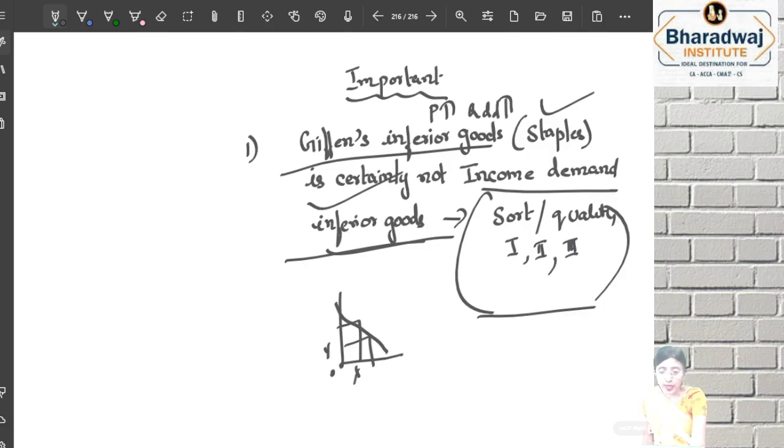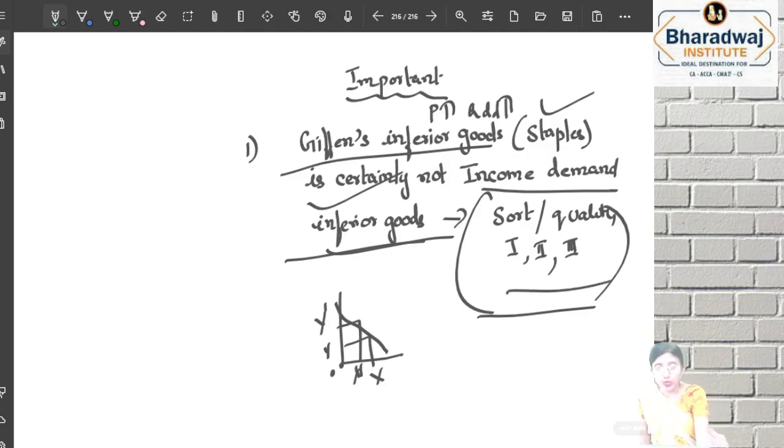When my income rose, what will happen? The demand for lesser quality food will come down. When my income was OY, quantity demanded was OX. When my income was OY1, quantity demanded will be OX1 only. Why? I would have switched over. Now my income going up, I will go to a superior commodity.